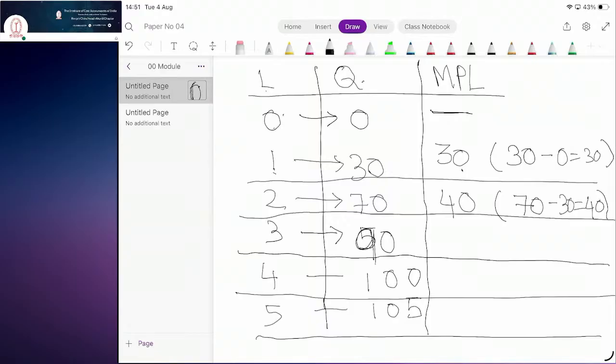Calculate the marginal productivity of labor. For the third unit of labor, the output was 90. And what is our output when 2 units of labor are used? 70. So what is the answer? 20. Got it?